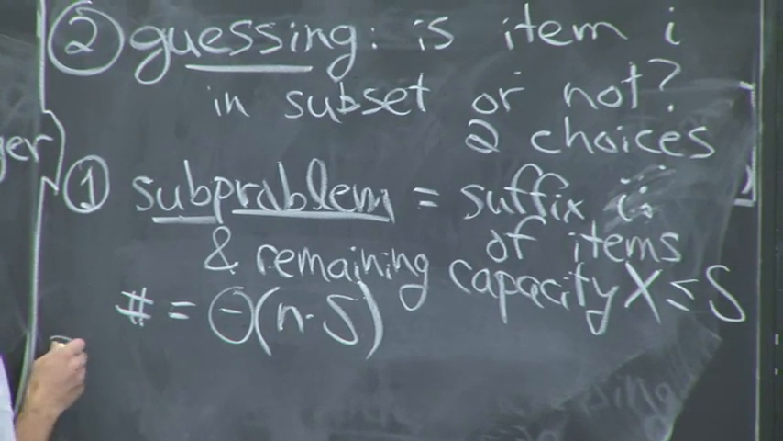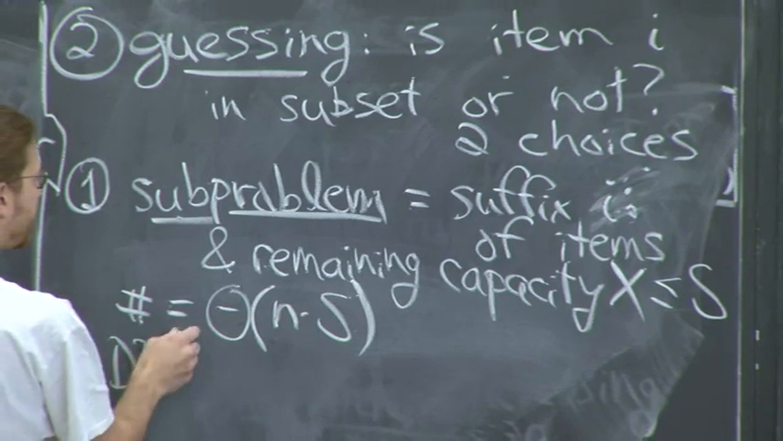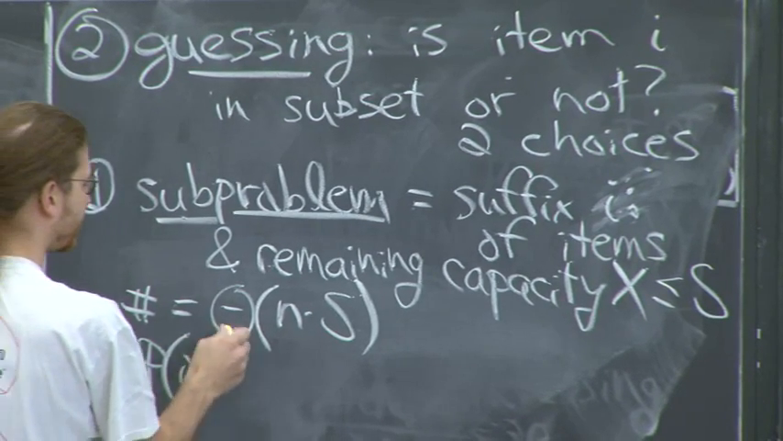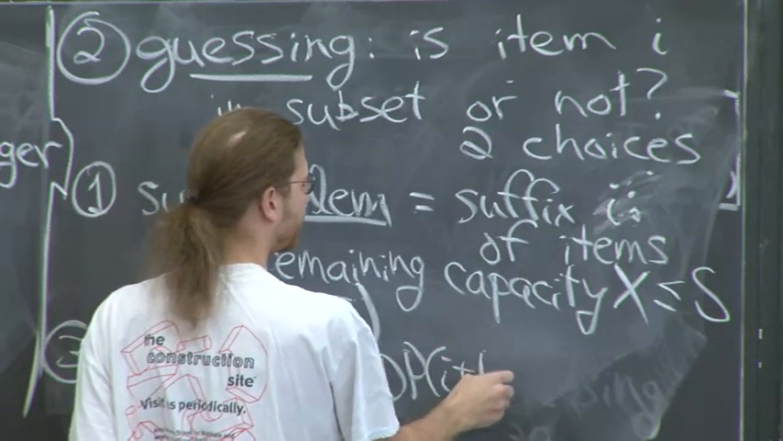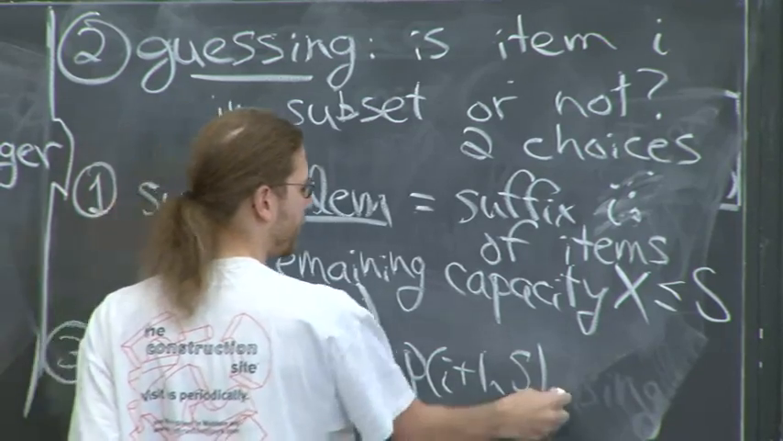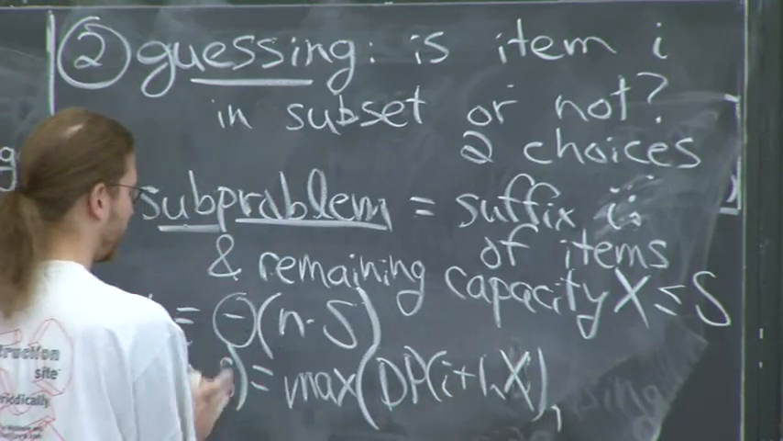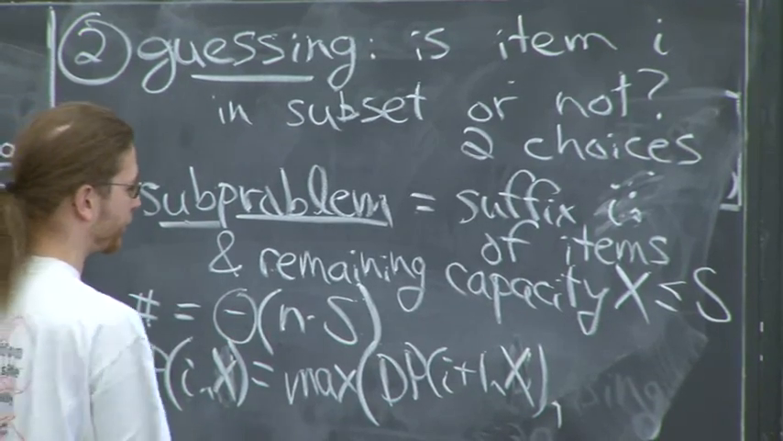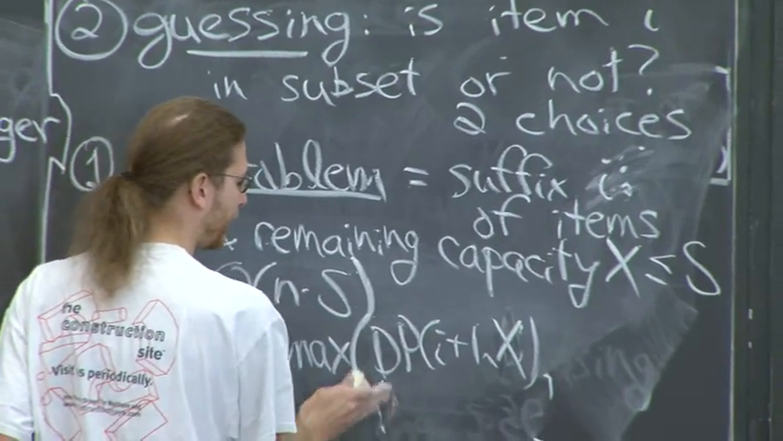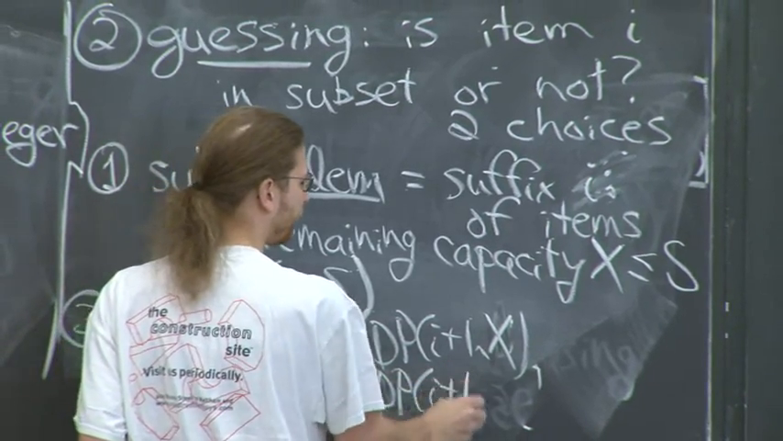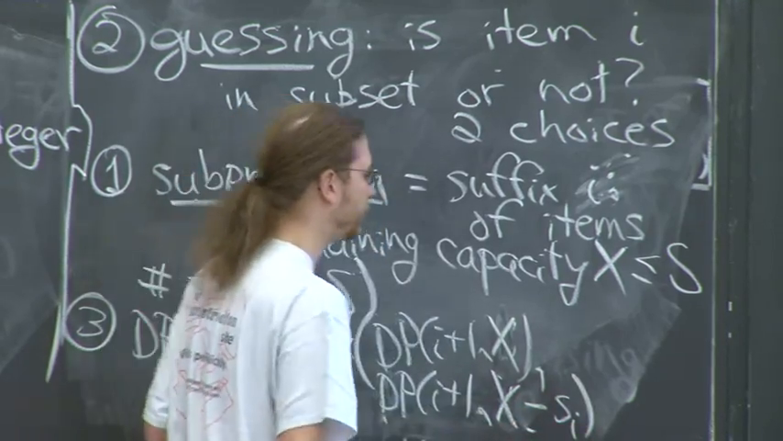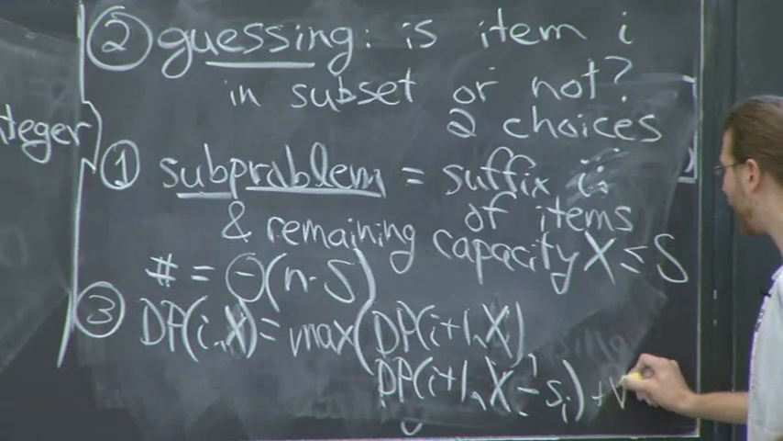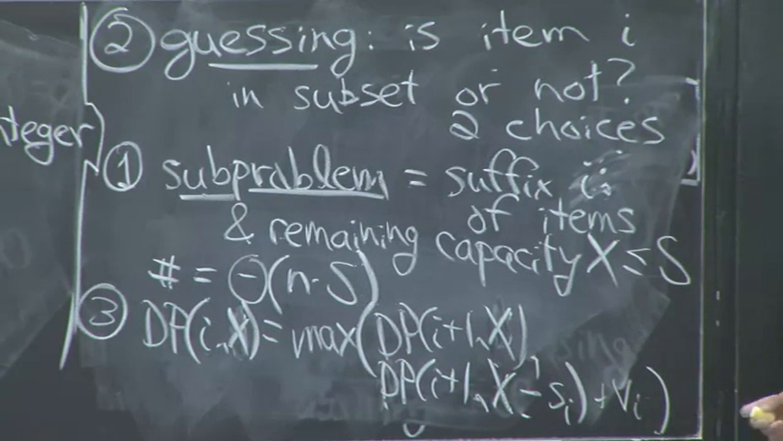Now for each of them, I can write a recurrence. And that is dp of i comma X is going to be the max of dp of i plus 1 comma X. This is the case where we don't include the item, so X stays the same. Actually, I should write X here, because it's not actually our original value of S. X is the general situation. The other possibility is we include item i, and then we get dp of i plus 1. We still consume item i. We now have X minus si as our new capacity, what remains after we add in this item. And then we add on vi, because that's the value we gain from putting that item in. And that's it. That's the dp.